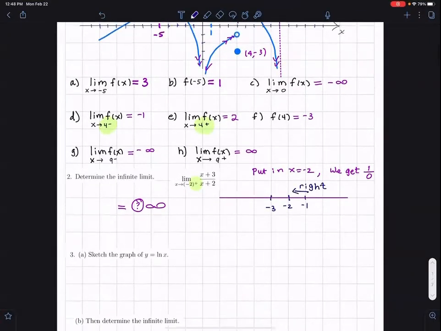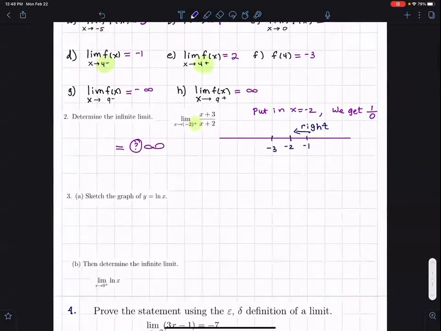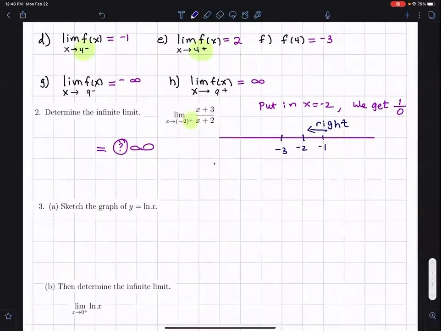And so then what I can do is pick a test number, and I'm going to pick something from the right. It's arbitrary, but maybe -1.99. You know, in my head, I was thinking, why don't I put in -2.01? That's not correct.